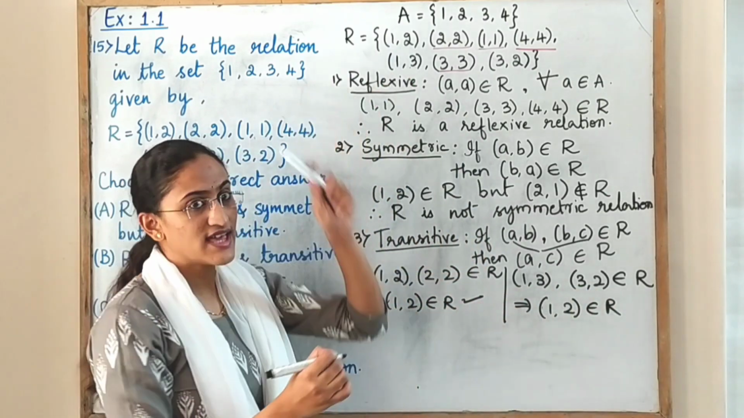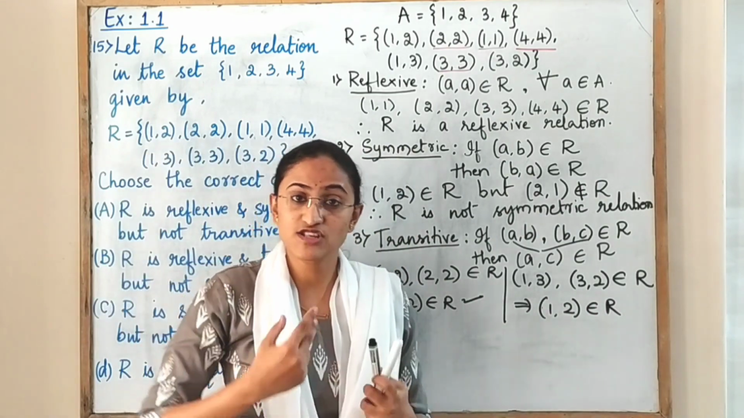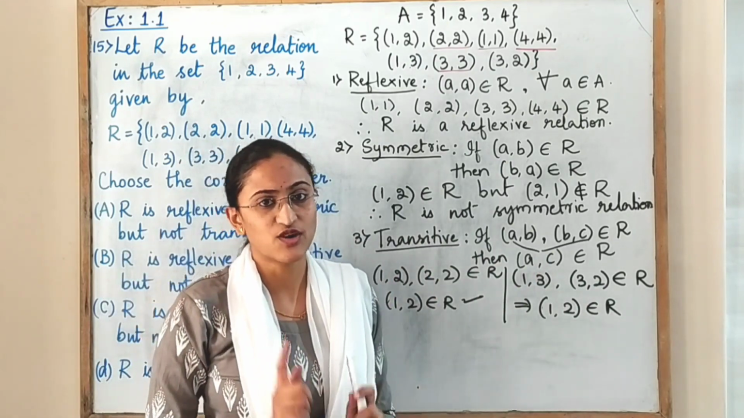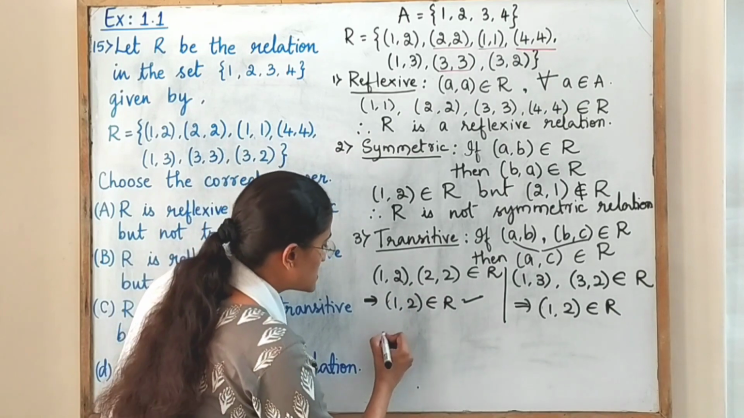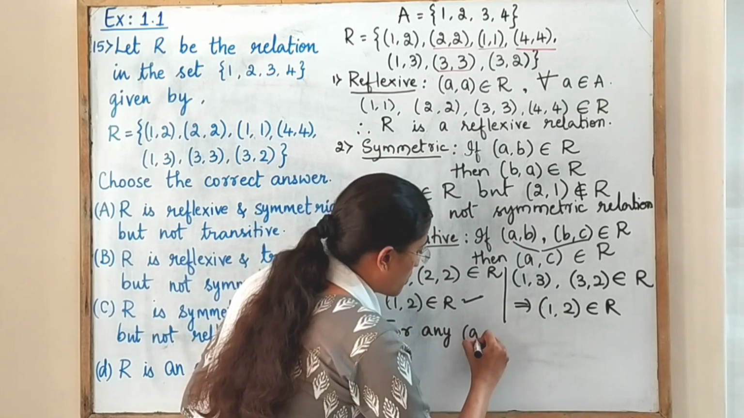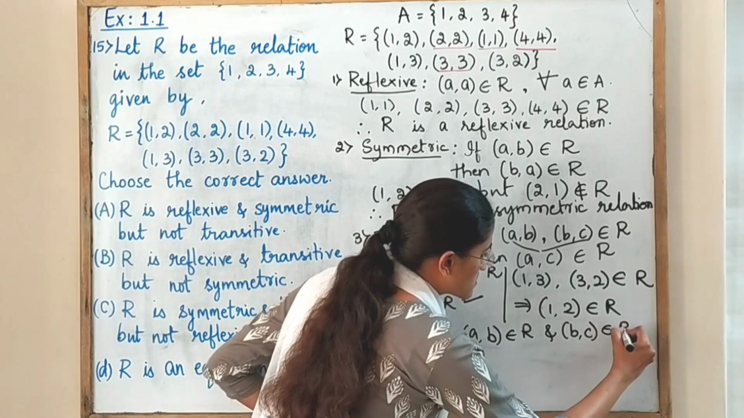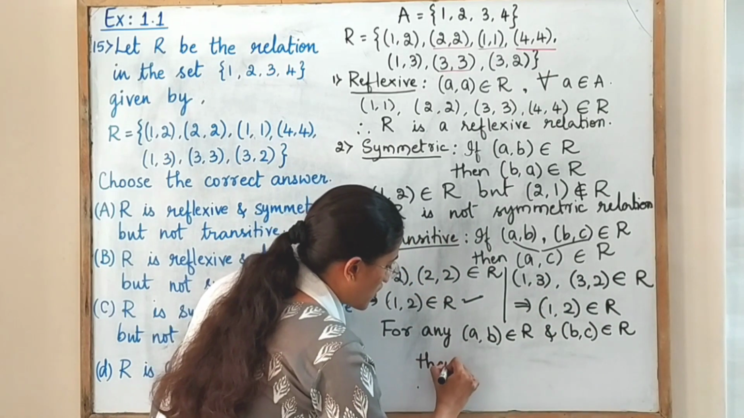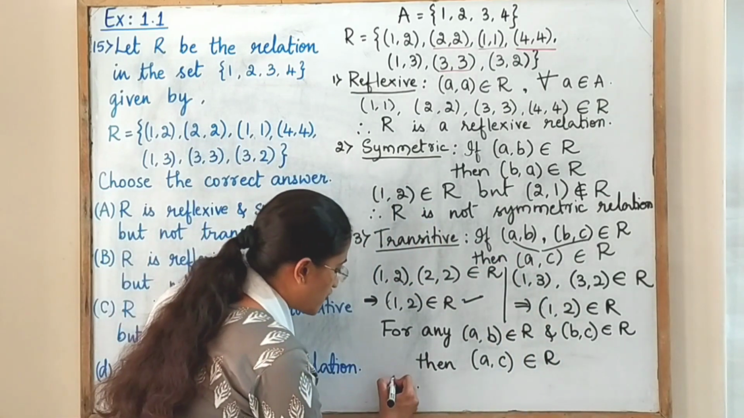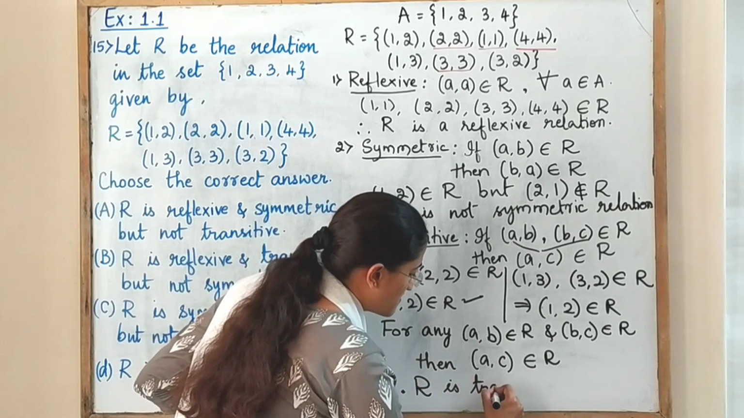these elements belong to R, then according to the condition, (1, 2) should be in the relation, and of course (1, 2) is in the relation R. Hence, if you take any two ordered pairs, you can verify that the transitive relation holds good. You can conclude that for any (a, b) which belongs to R and (b, c) which belongs to R, we have (a, c) also belonging to the relation R. Therefore, the relation R is a transitive relation.